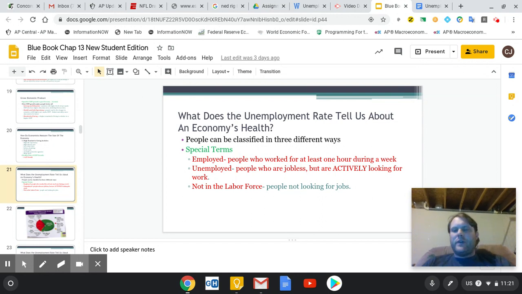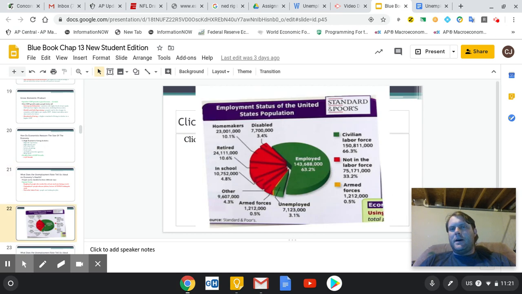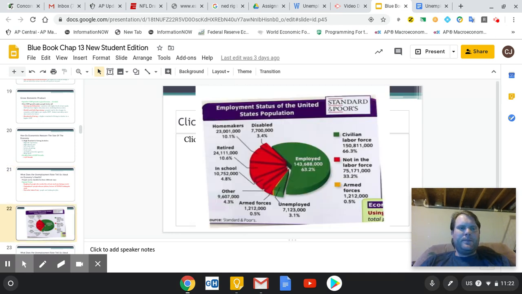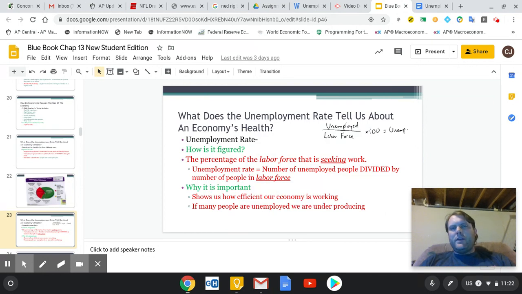As we go through here, you'll want to take note of who's part of the labor force and who's not, simply to help you with the assignment that we eventually get to. The way that we figure this out is we take the number of people that are unemployed and divide it by the labor force. Then we multiply that number by 100, and that gets us our unemployment rate. Again, the big thing to understand is that not everybody is part of the equation. There are some people that are not considered.